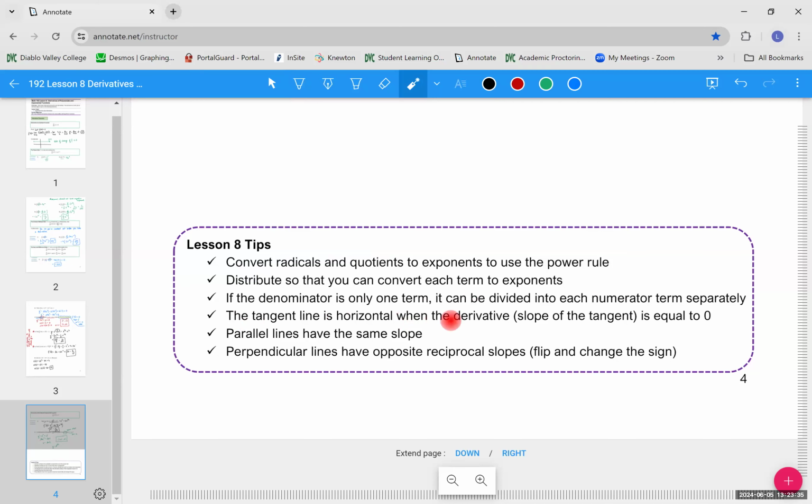The tangent line is horizontal when the derivative is equal to 0. Parallel lines have the same slope. And in case you get a question that's asking you about it, perpendicular lines have opposite reciprocals. So you need to flip it and change the sign. Just reminding you in case you forgot.